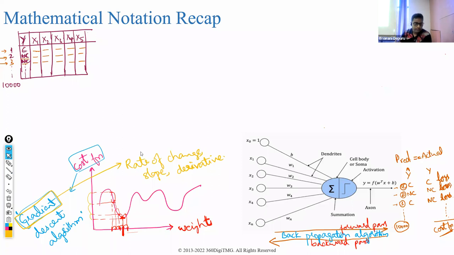Yes. This is an example you have explained for binary classification, right? Yes. Sir, if the data has multiple classes, what kind of function will we use instead of the step function? Activation function is a hyperparameter. What do you mean by hyperparameter?